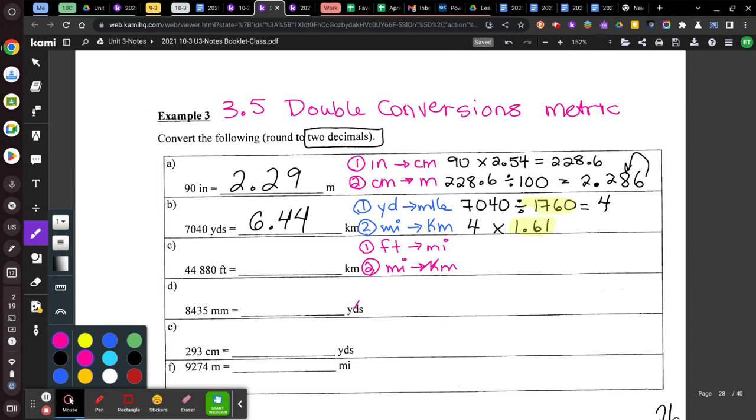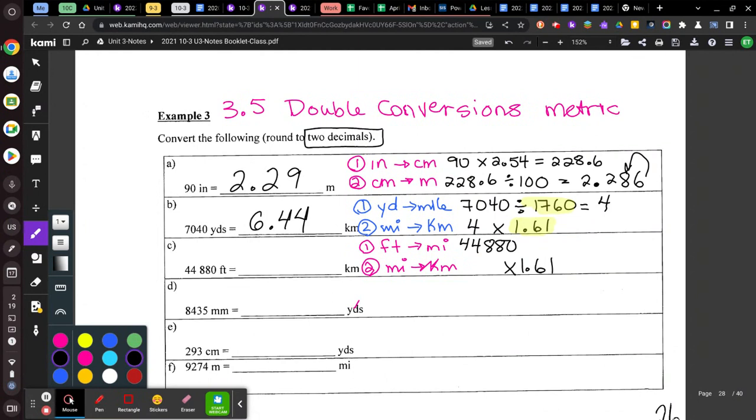So I know step 2, I'm multiplying by 1.61. I know that part already, and I can write it down. Times 1.61. I just don't know the number to put there yet. That comes from step 1. So step 1, I've got 44880. Okay, and now we're going to go feet to miles.